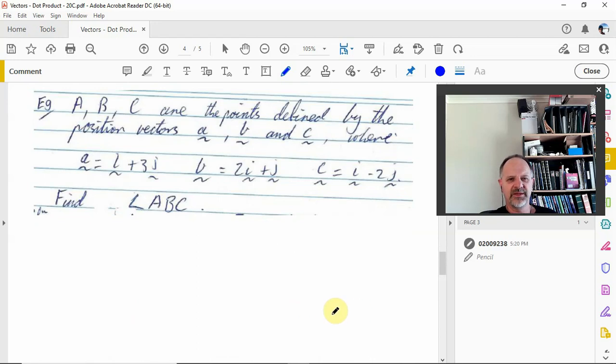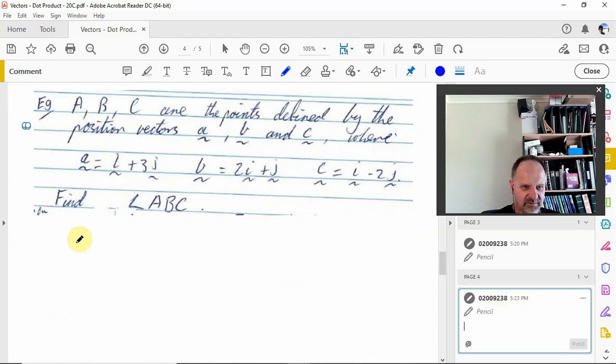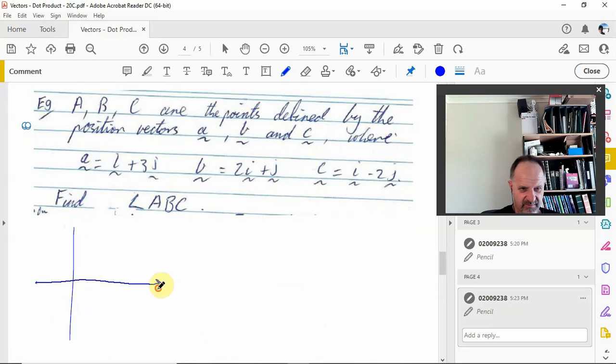Example: A, B and C are points defined by position vectors a, b and c, where, and there's our a, our b and our c. All right, so first of all, I need to draw this. Some people might try and do it without drawing it. Me, I don't think that's a good idea. All right, so what do we got? Going up 1, 2, 3 here. Let's go 1, 2, 3 here. Let's go down 3.